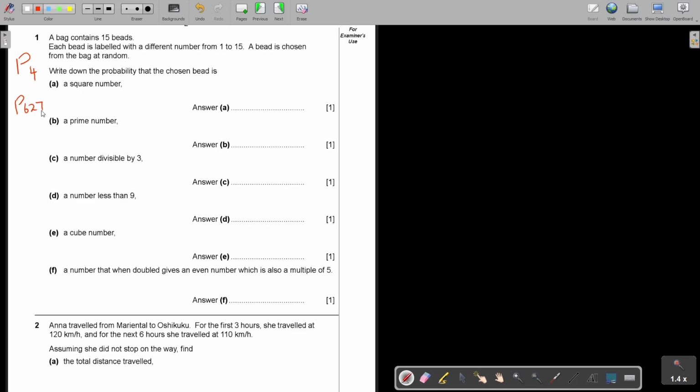A bag contains 15 beads. Each bead is labeled with a different number from 1 to 15. A bead is chosen from the bag at random. So now you know it's probability. The first thing that you have to do, even before you start with the question, is write down all the values up to 15. It's just going to help you.